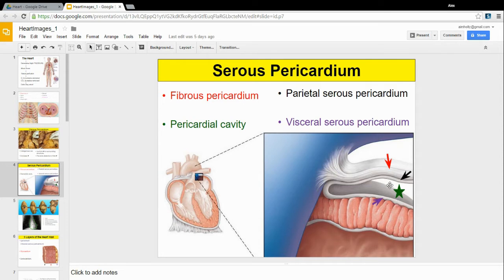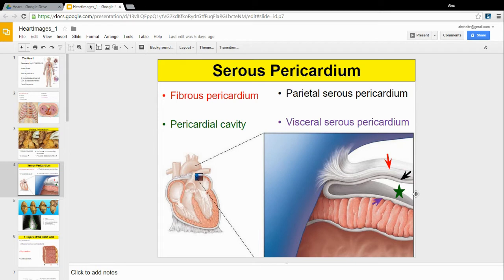2 layers to it. The outer layer is called the parietal serous pericardium. The inner layer, purple arrow here, is the visceral serous pericardium. So the serous pericardium is made up of 2 layers, an outer parietal and an inner visceral. The reason why you've got 2 layers is that 2 layers creates a cavity for you, the pericardial cavity. Here it is where the green star is found.